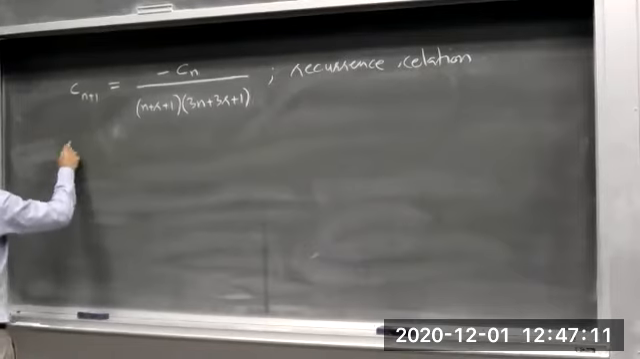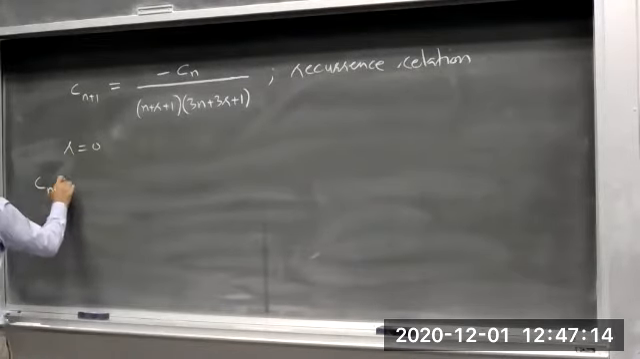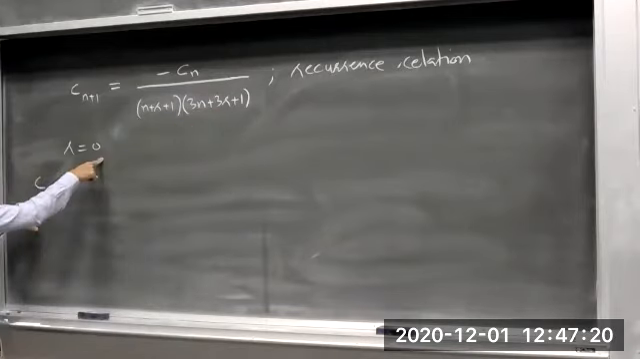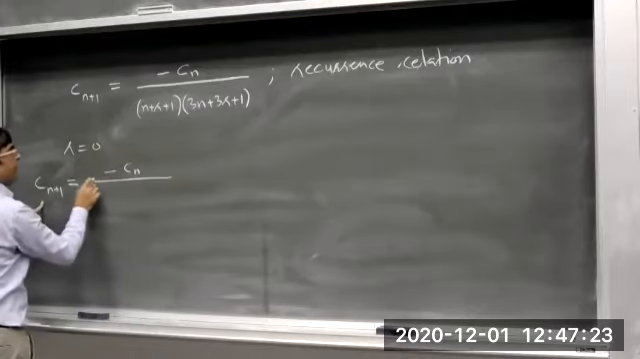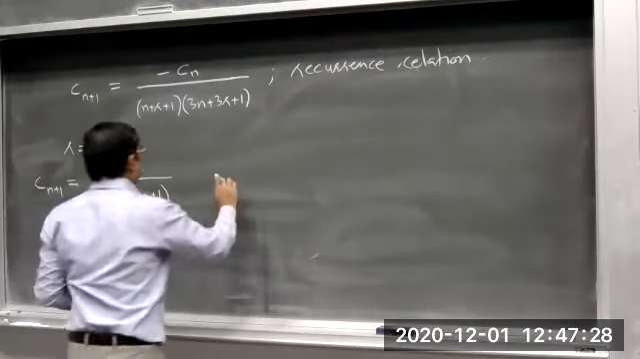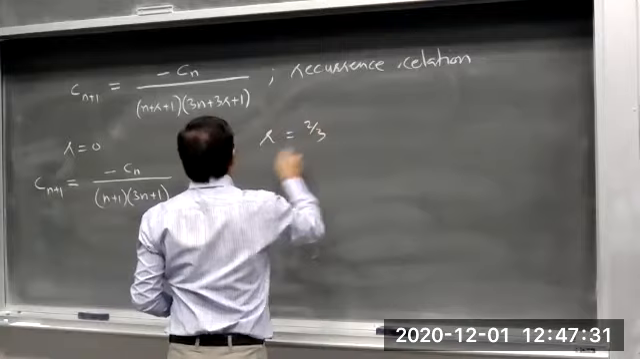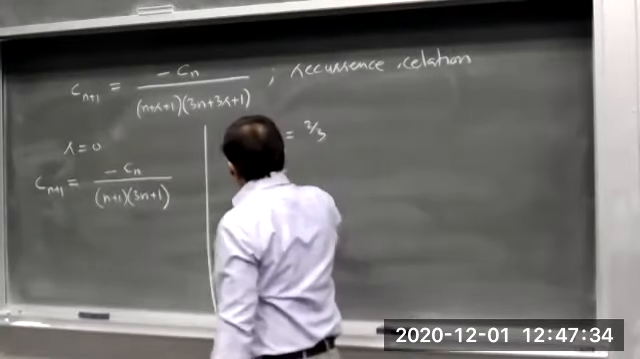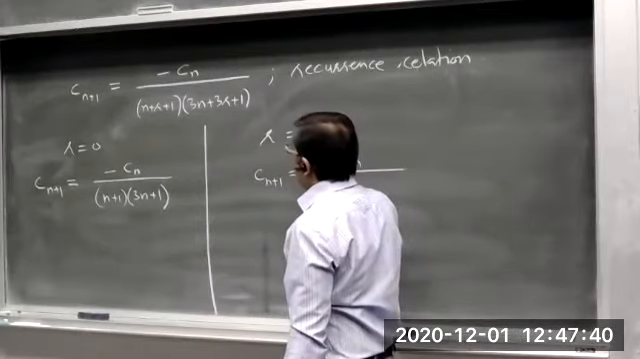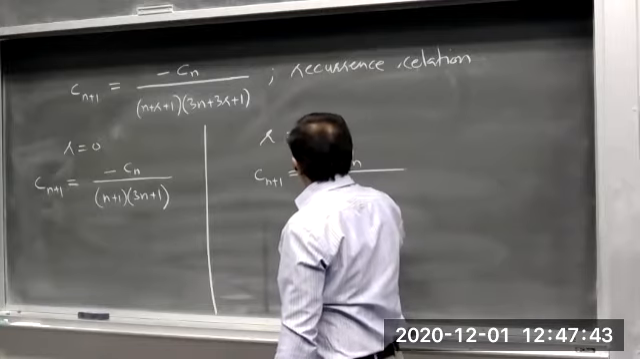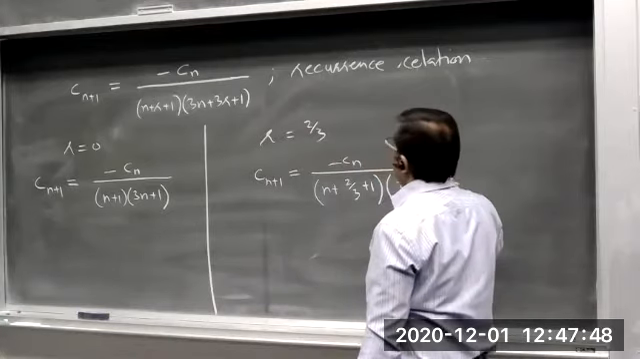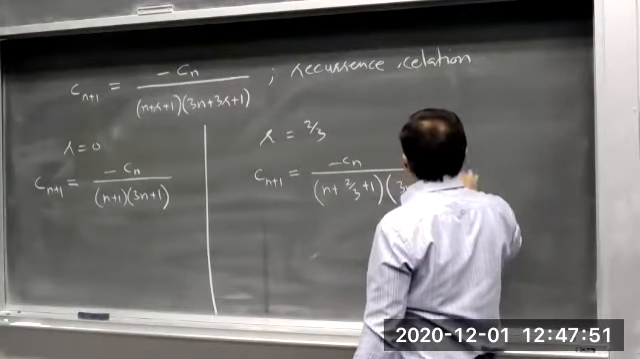Okay. For r equal to 0, we get C(n+1). We are now going to insert the value of r here. When r is equal to 0, we get C(n+1) is equal to negative Cn divided by (n+1) times (3n+1). And for r is equal to 2/3, we get another recurrence relation, C(n+1) is equal to negative Cn whole divided by (n + 2/3 + 1) times (3n + 3 times 2/3 + 1).